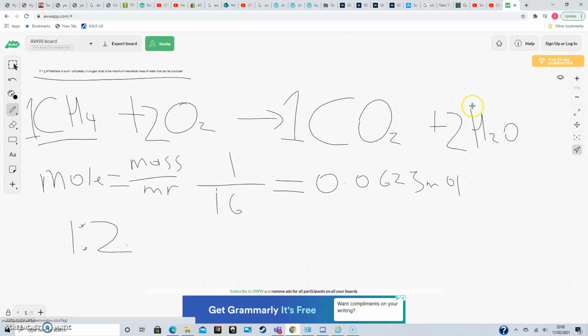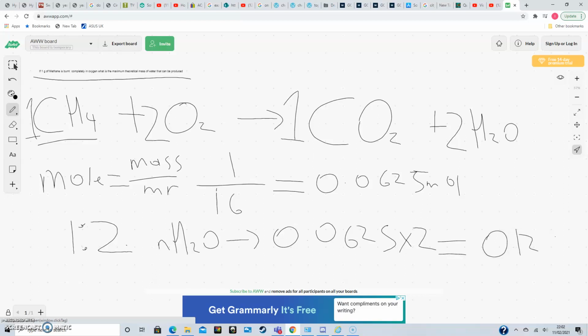So what that means is if there's 0.0625 moles on this side, since it's a 1 to 2 ratio, there'll be double the moles here. So the moles of H2O, n means moles by the way, is 0.0625 times 2, which I think is 0.125. Let me just put it in my calculator: it's 1/8, which is 0.125 mole.